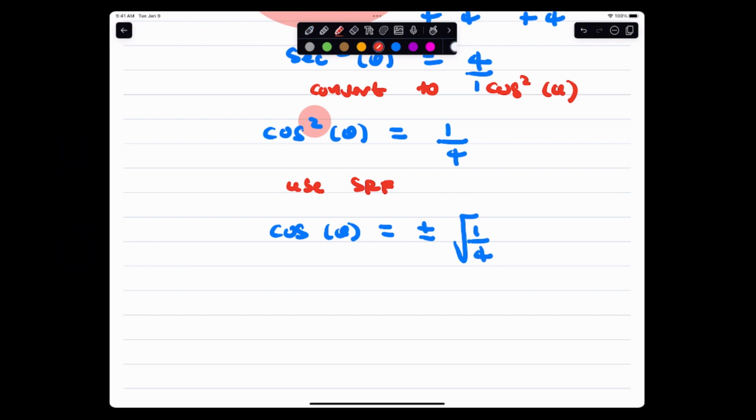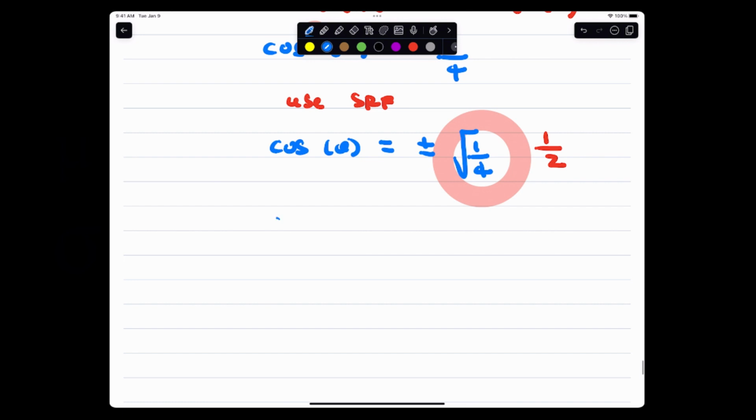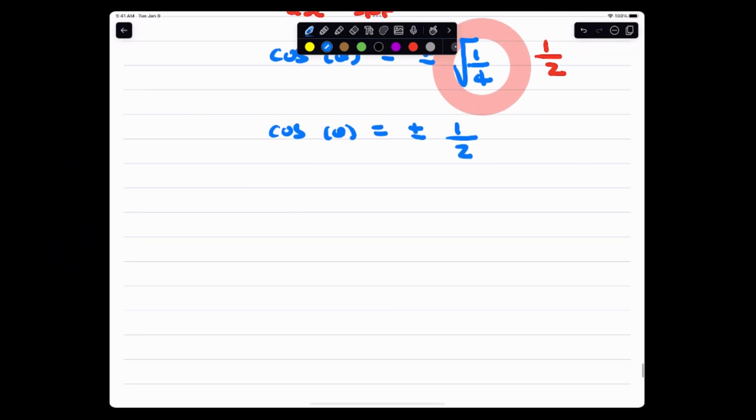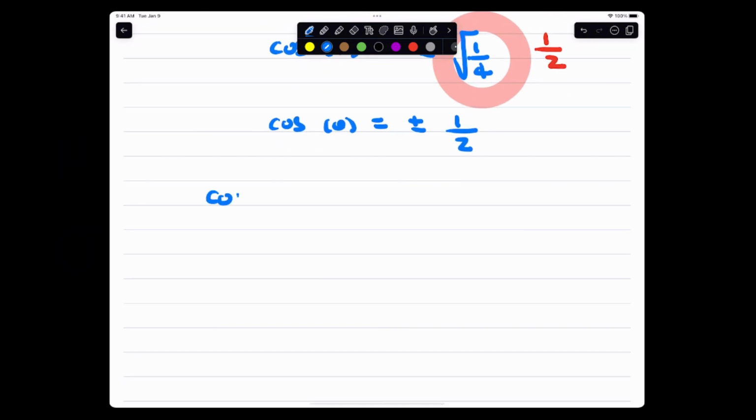And now, square root of 1/4 becomes what? 1/2. And that means two things again. That means cosine theta is positive 1/2. And it means cosine theta will also be negative 1/2.